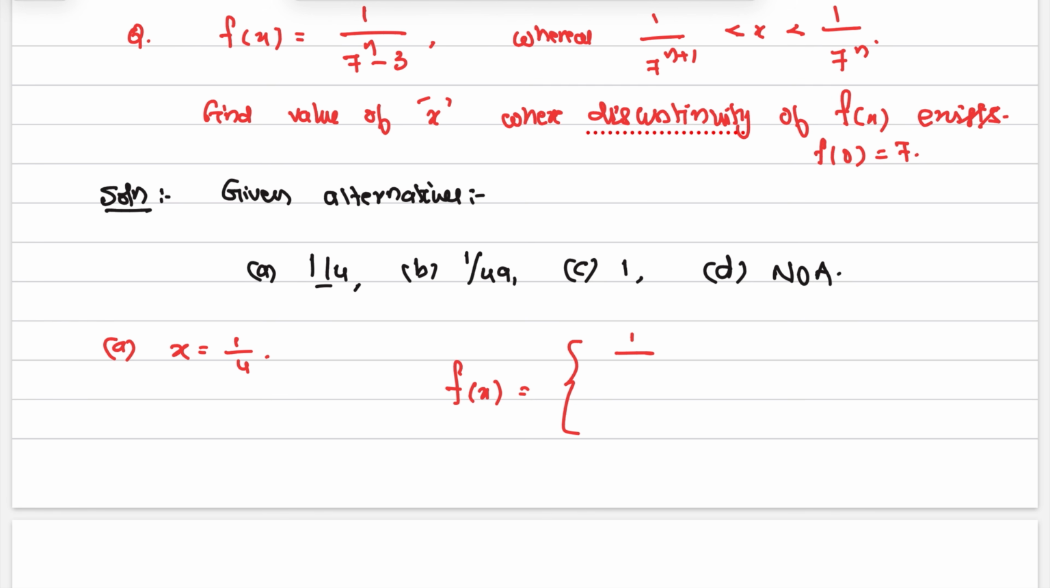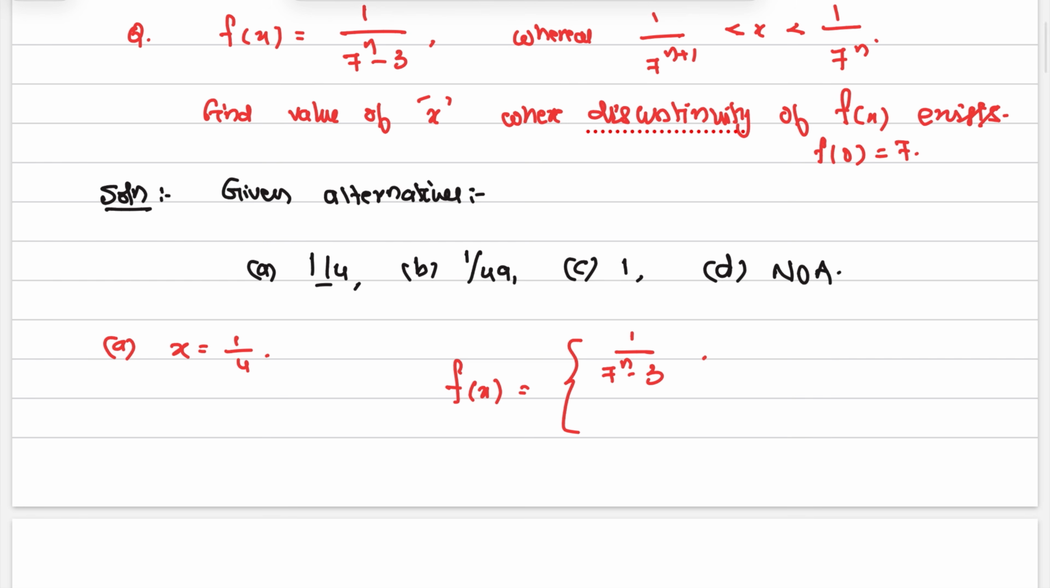First value is 1 by 7 to the power of n minus 3, where x is defined as 1 by 7 to the power of n plus 1 less than x less than 1 by 7 to the power of n. Please pay attention, I am going slow deliberately so that I want you to understand the concepts. Now, function x is equal to 7 when x is equal to 0. You got it?